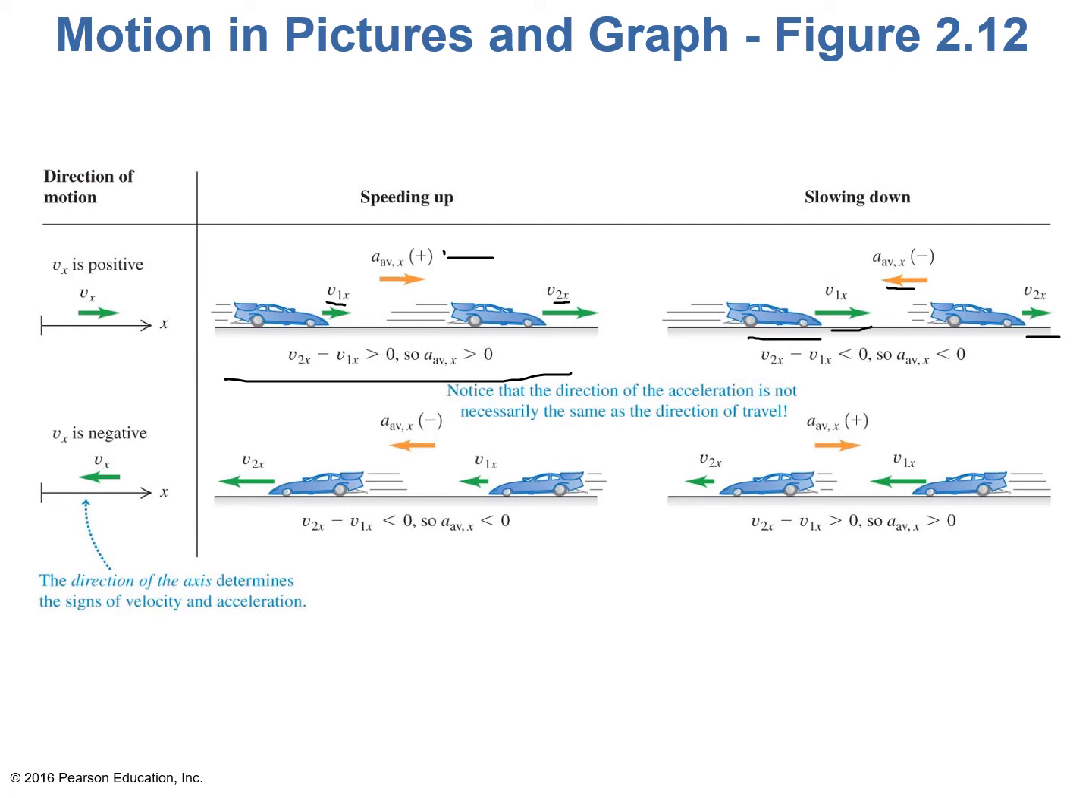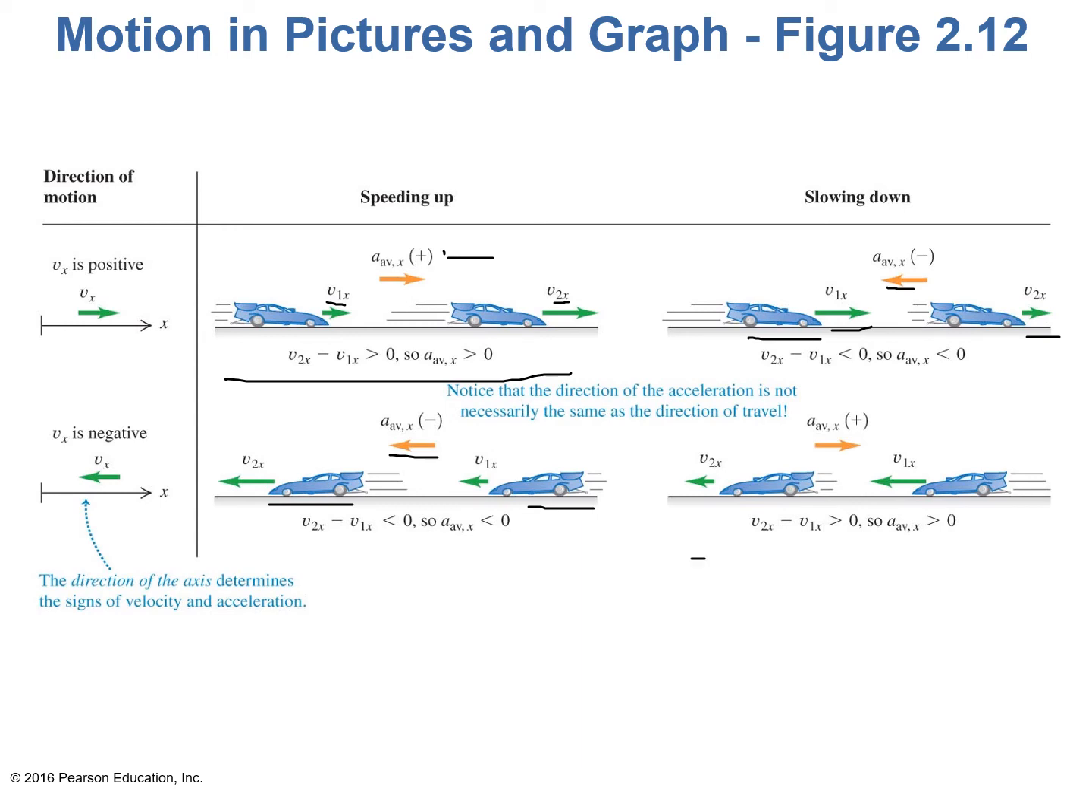Then there's the case here in the lower left-hand side where I have some car traveling initially to the left with a negative velocity, and the magnitude of that velocity is increasing. So it's accelerating to the left. Now notice that its speed is increasing, but its velocity is just becoming more and more a negative quantity.